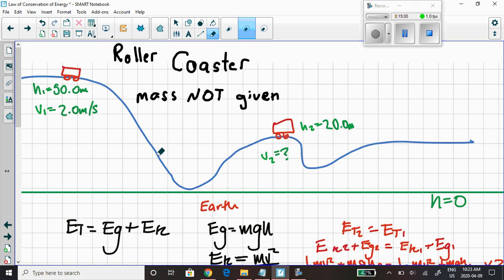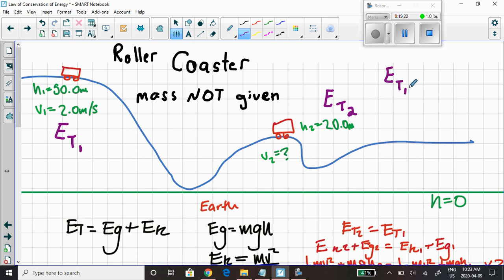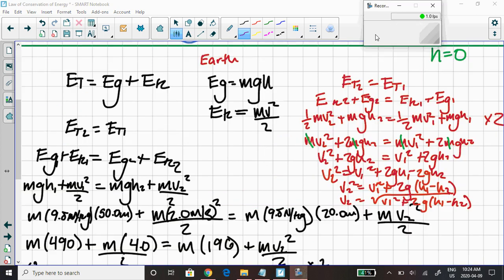How do we solve this? Well, we solve this by using the law of conservation of energy, that we have a total energy at position 1 and a total energy at position 2, and that total energy 1 is equal to total energy 2. The law of conservation of energy. That is how we're going to solve this. So let's proceed with the solution.